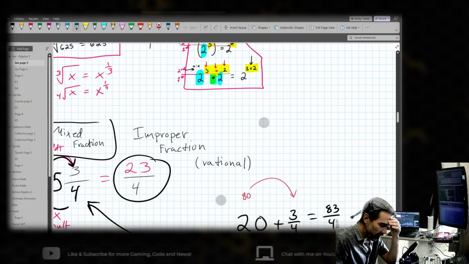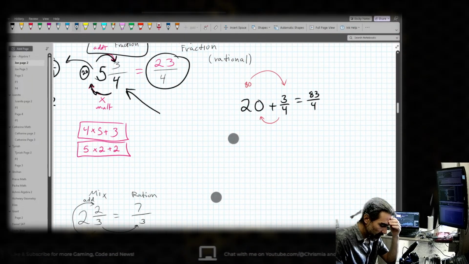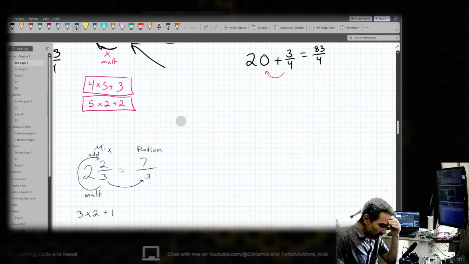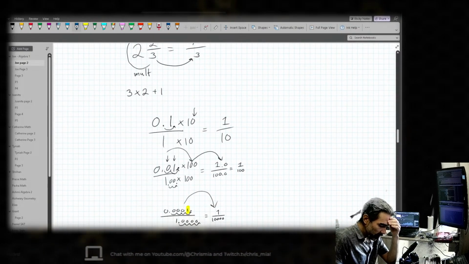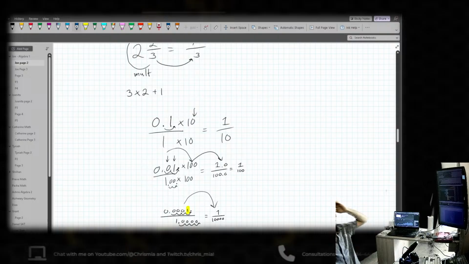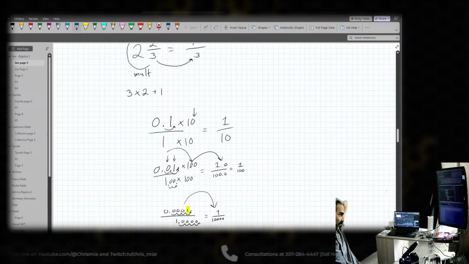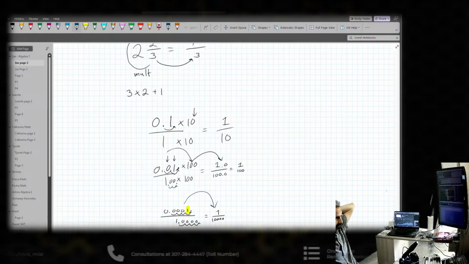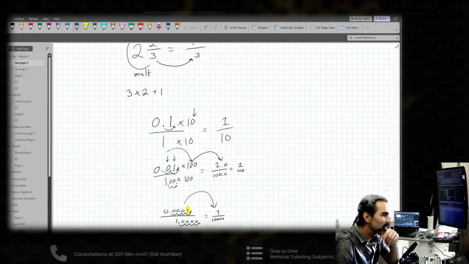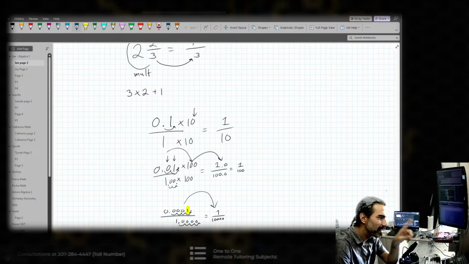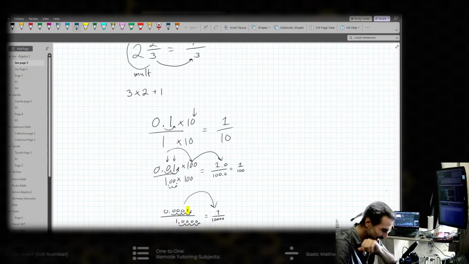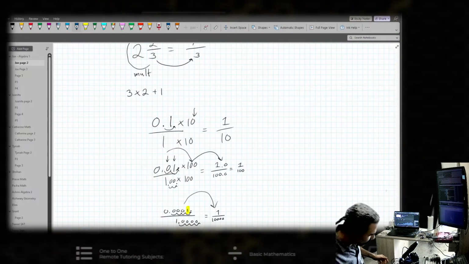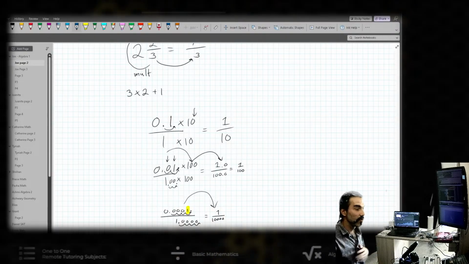Improper functions, rational, and so on. Mixed rate. Oh, decimals, yo. All right. Who hates decimals? The question is, who hates decimals more than fractions? I personally hate decimals more than fractions.